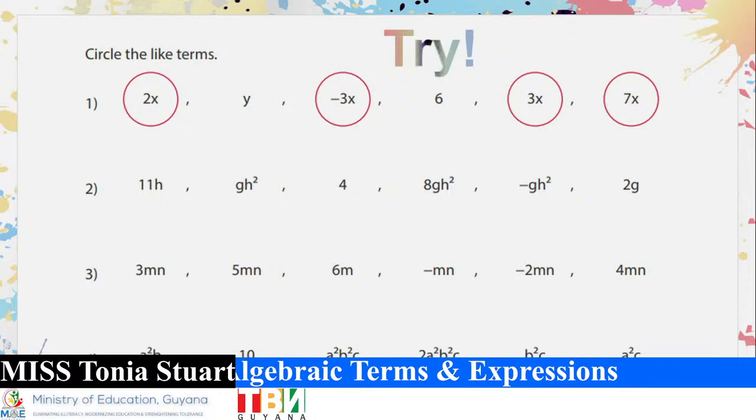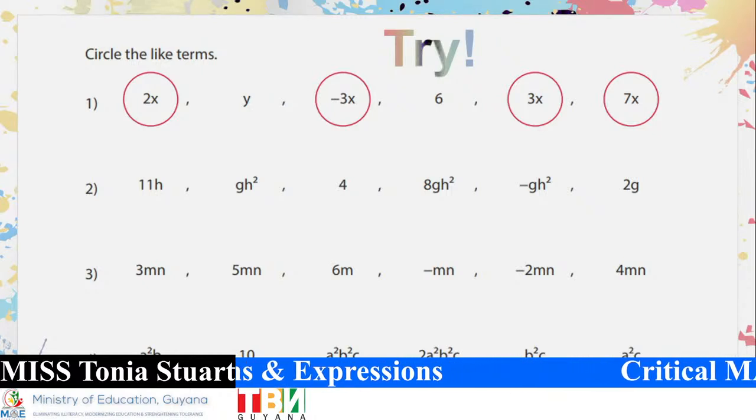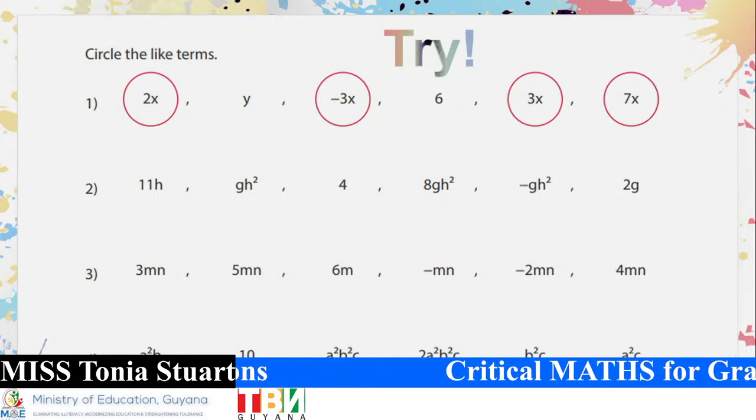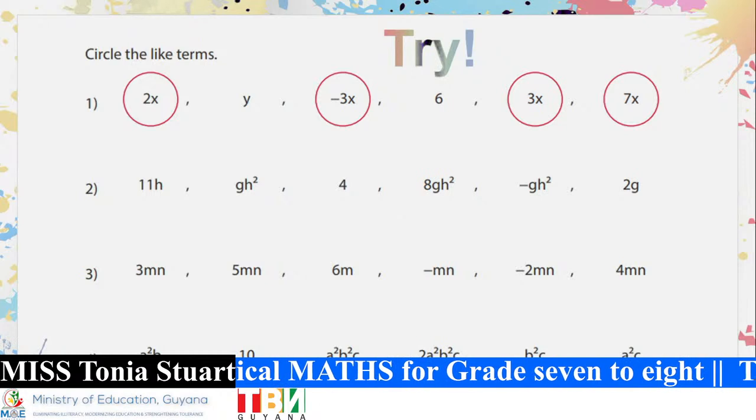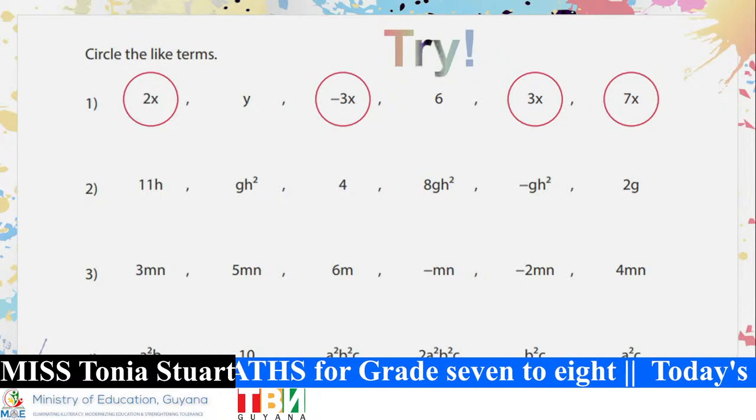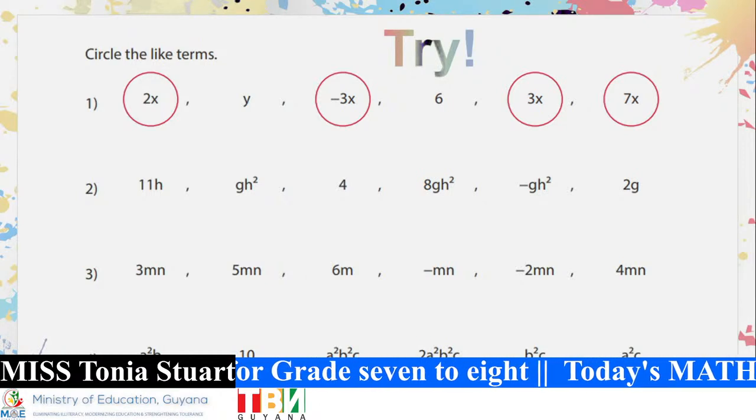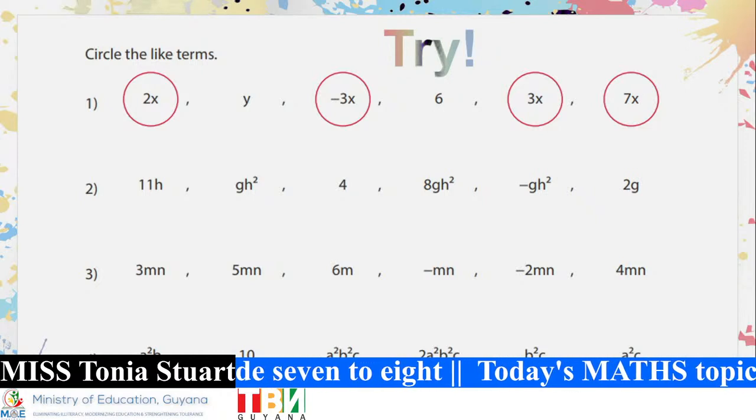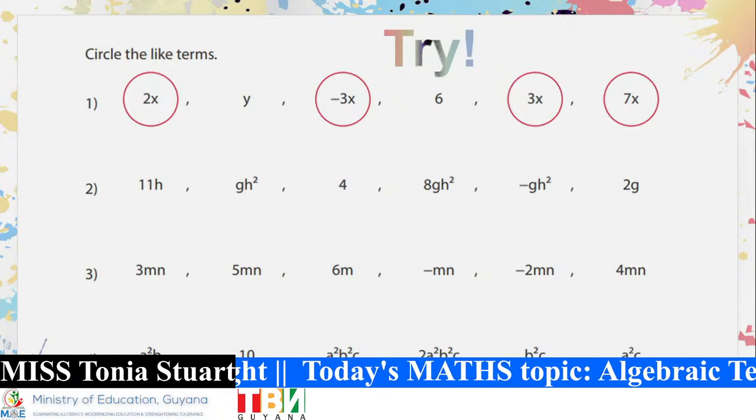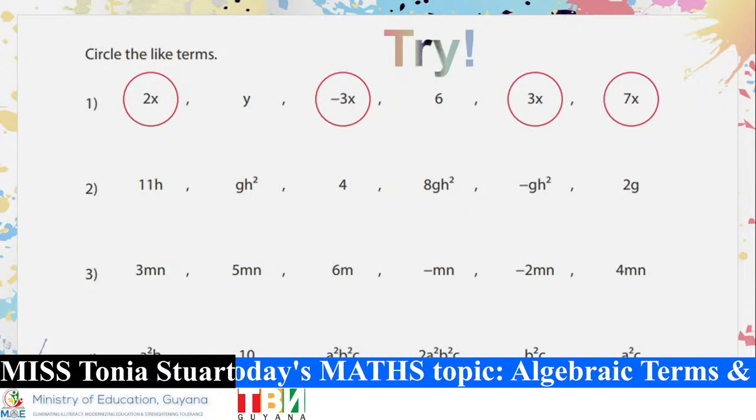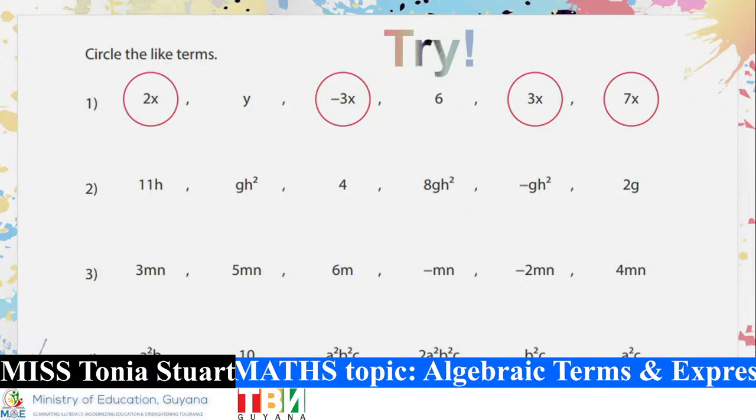Aliyah, what are your similar terms there? 3MN, 3MN, 5MN, 5MN, negative MN, negative MN, negative 2MN, negative 2MN, and 4MN. Agree, everyone? Yes, miss. You understand it a little better now? Yes, miss. All right, so over to Akila.